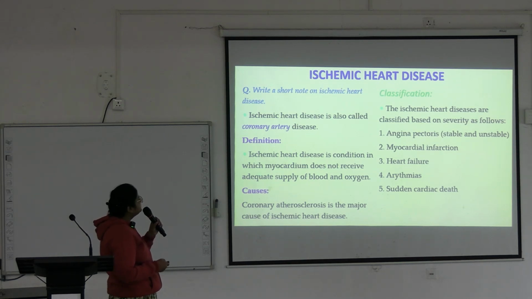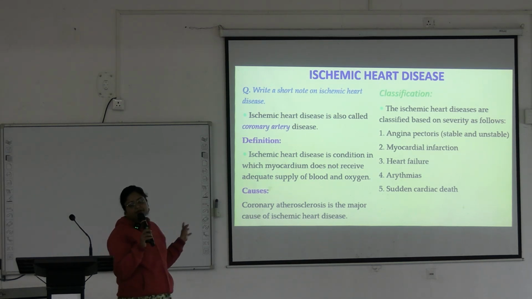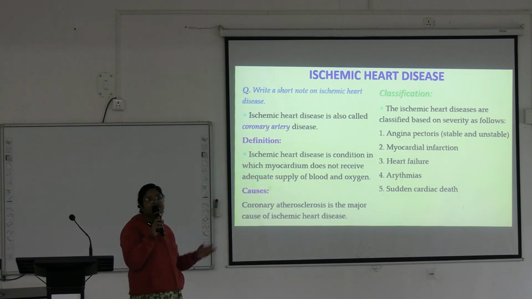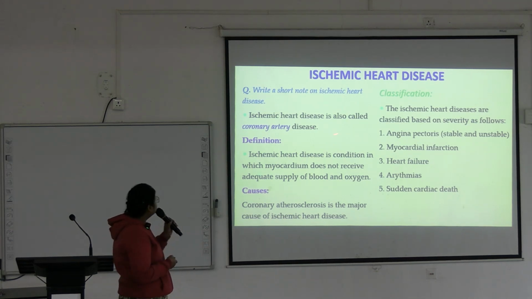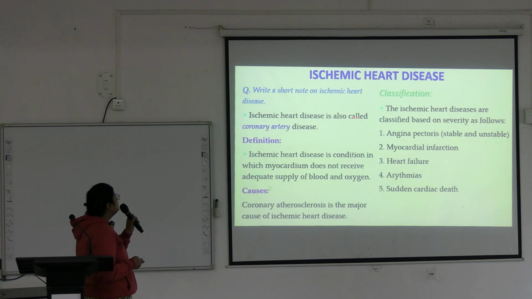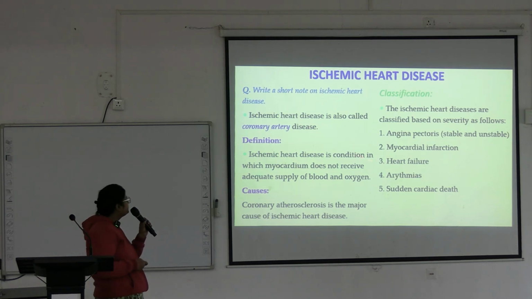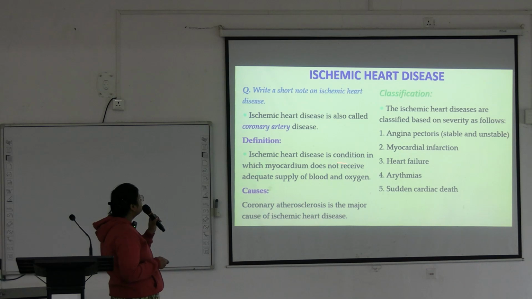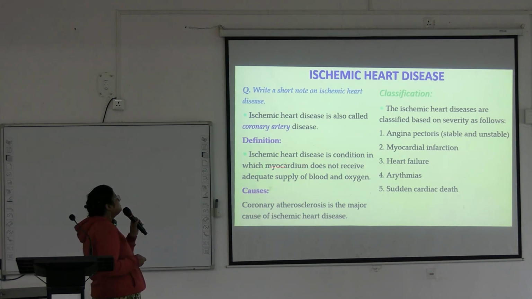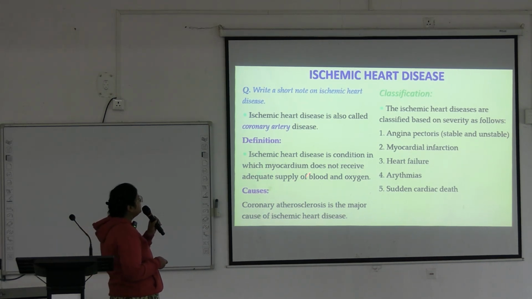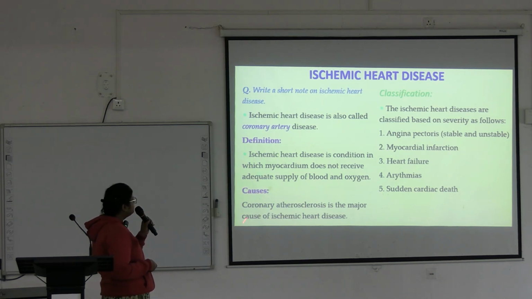What is ischemic heart disease? It comes as a long question, part of a long question. This actually comes together: describe the coronary circulation, and another part will be this ischemic heart disease. So ischemic heart disease is also called coronary artery disease. What is the definition? Ischemic heart disease is a condition in which myocardium does not receive adequate supply of blood and oxygen. What are the causes? Coronary atherosclerosis is the major cause of ischemic heart disease. Now this is the classification of ischemic heart disease.